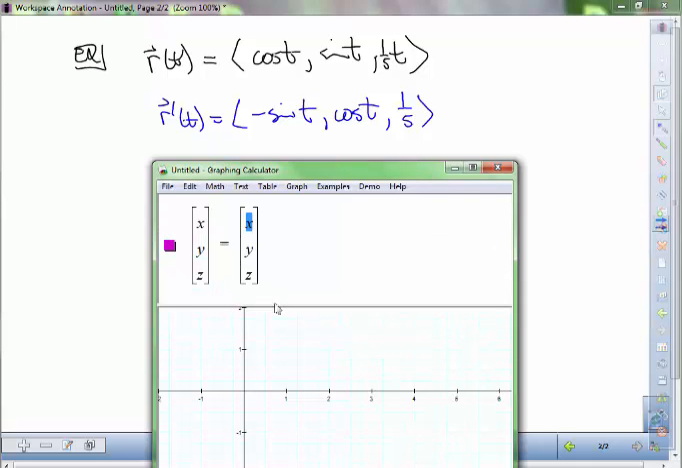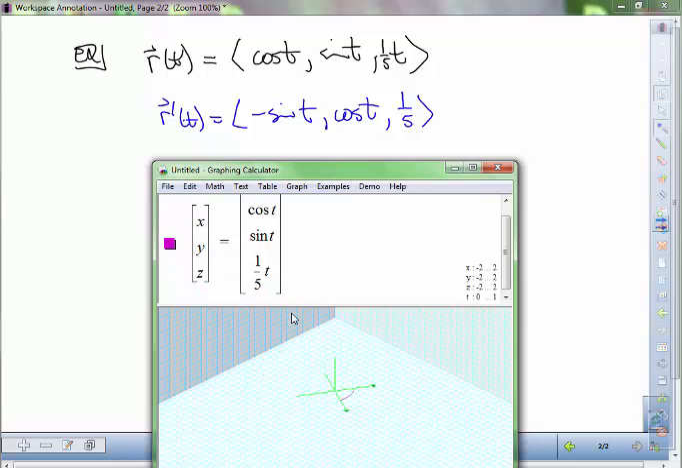So let's take a look at our cosine t, sine t, and 1/5 times t. And let's make this more significant. Let's go all the way to 4 pi so that we see a good chunk of that helix that we're talking about.